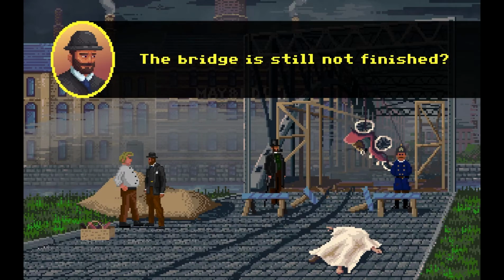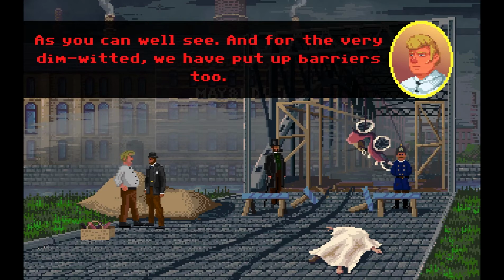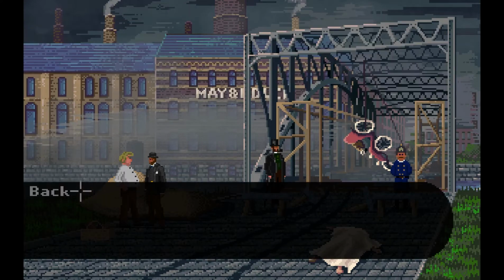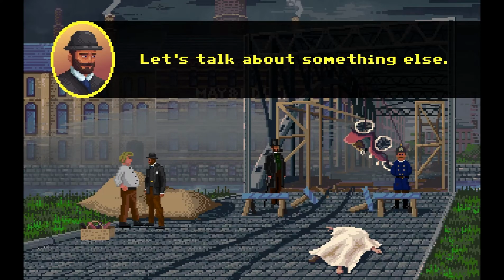Die Brücke ist immer noch nicht fertig. Sieht man ja. Und für die ganz Begriffsstutzigen haben wir die Absperrungen aufgestellt. Das hat den Fahrer aber nicht davon abgehalten, trotzdem voll auf die Brücke zuzuhalten. Lassen Sie uns über etwas anderes sprechen.